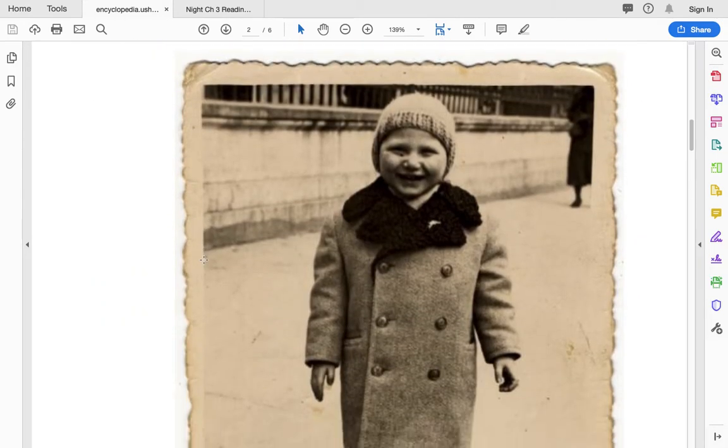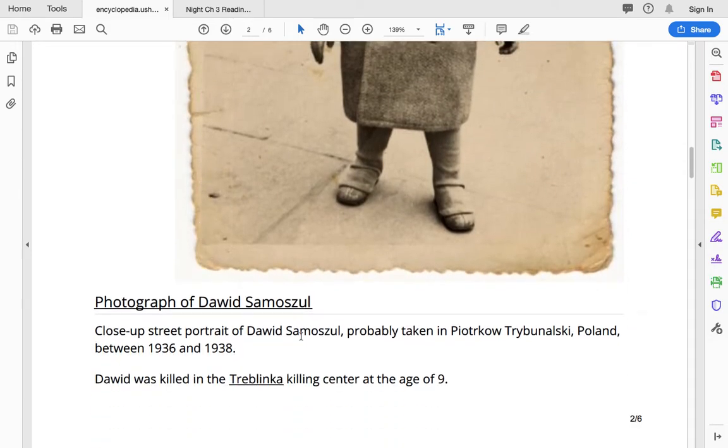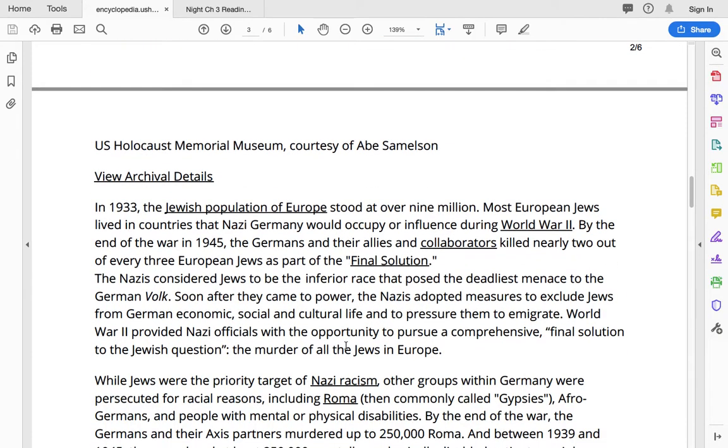What was the Holocaust? So here's a photograph of David Samuel, a close-up of him taken in Poland between 1936 and 1938. He was killed in the Treblinka killing center at the age of 9. So we're going to talk about what these killing centers are.